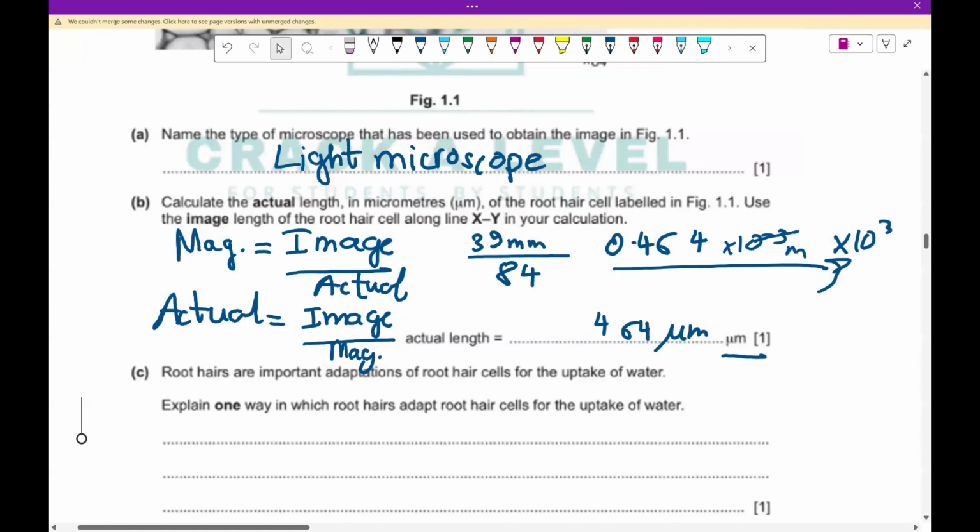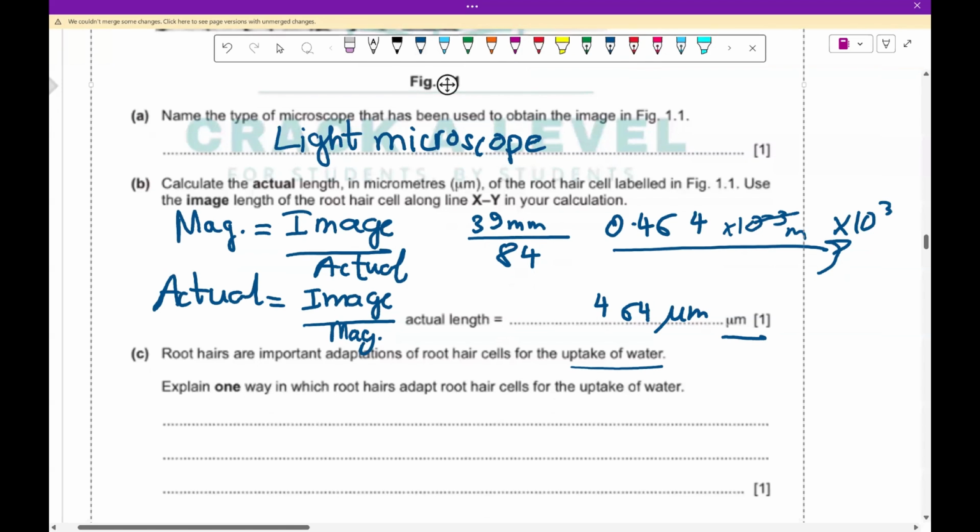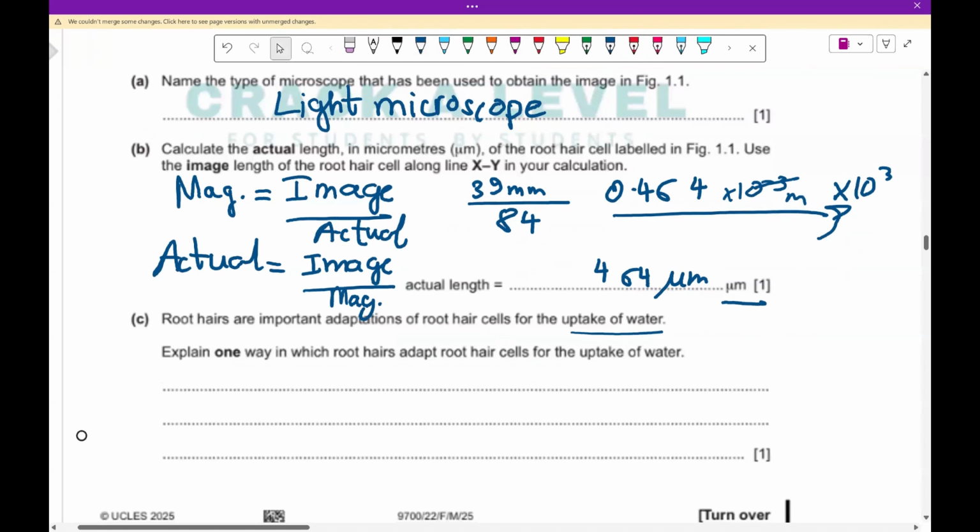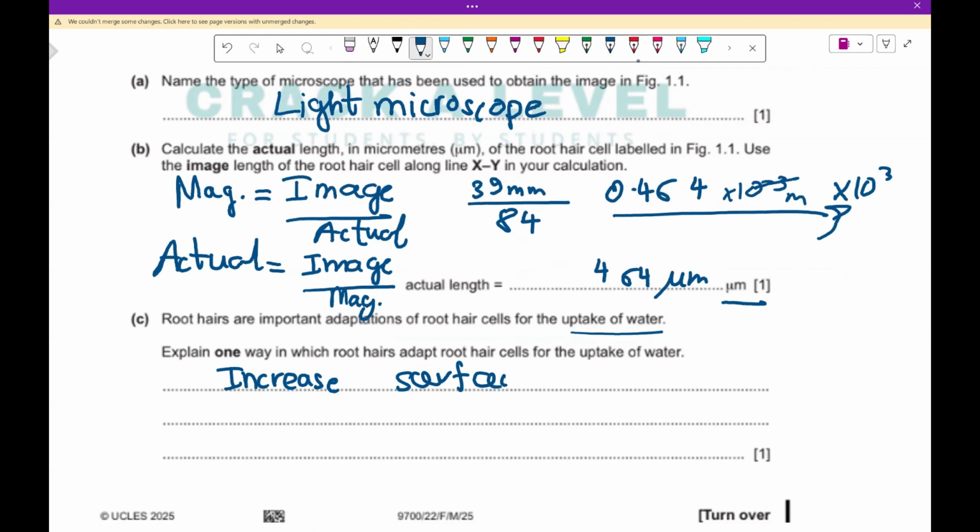Root hairs are an important adaptation of root hair cells for the uptake of water. Explain one way in which root hairs adapt root hair cells for the uptake of water. Root hair cells increase the surface area of the cell in contact with the soil, so more water can enter the cell through osmosis. This is a simple O-level question, nothing too technical, and it's 1 mark, so it's easy.